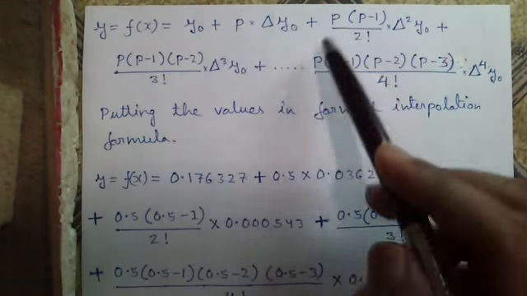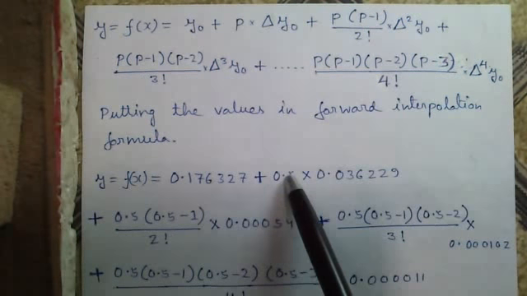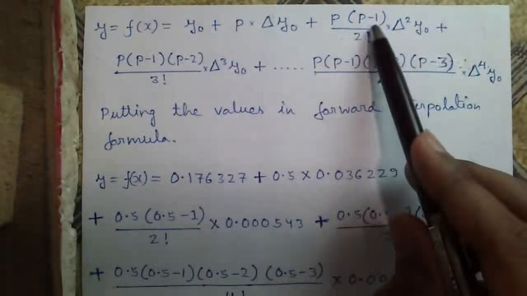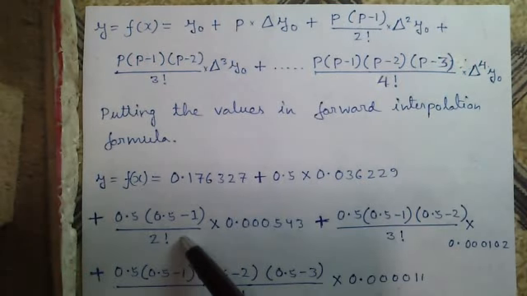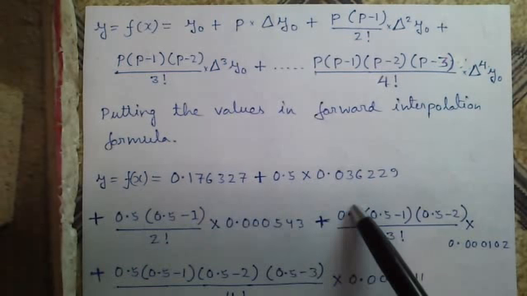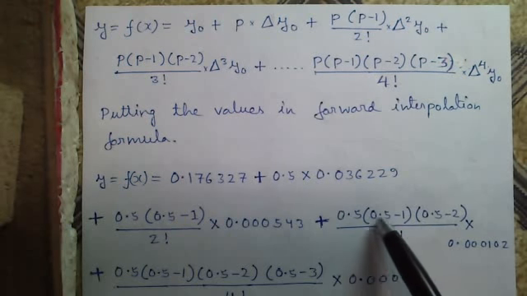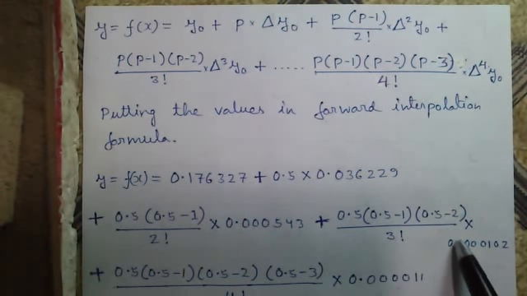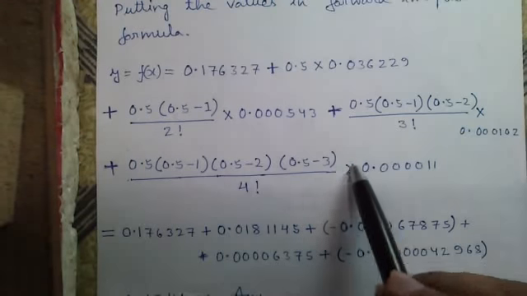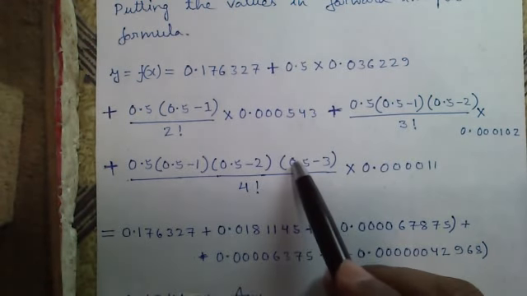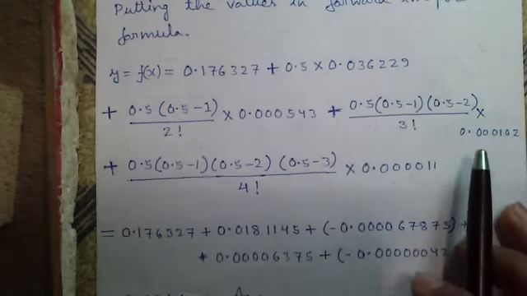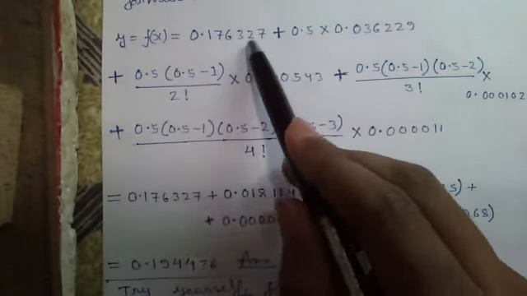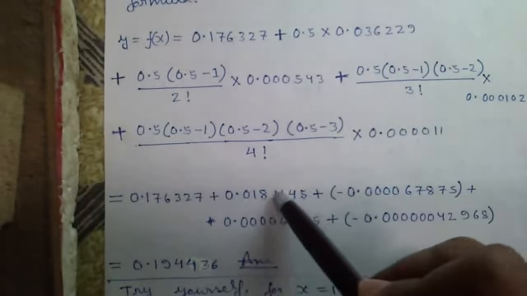this is y0 and p into del y0, this is p into p minus 1 divided by factorial 2 into del square y0, 0.5 into 0.5 minus 1, 0.5 minus 2, factorial of 3, that is del cube y0, this is del 4 y0, factorial of 4, and this is p minus 3. Now this value is same, 0.5 into this, you will get this.